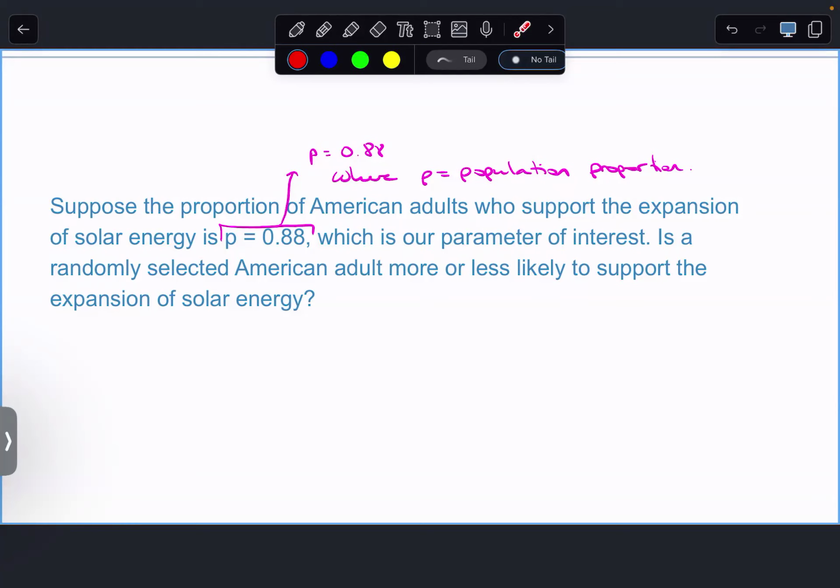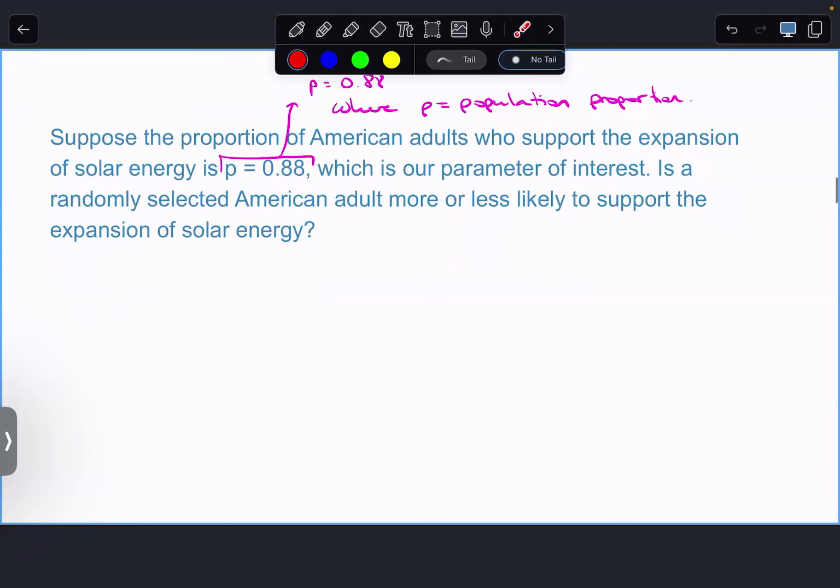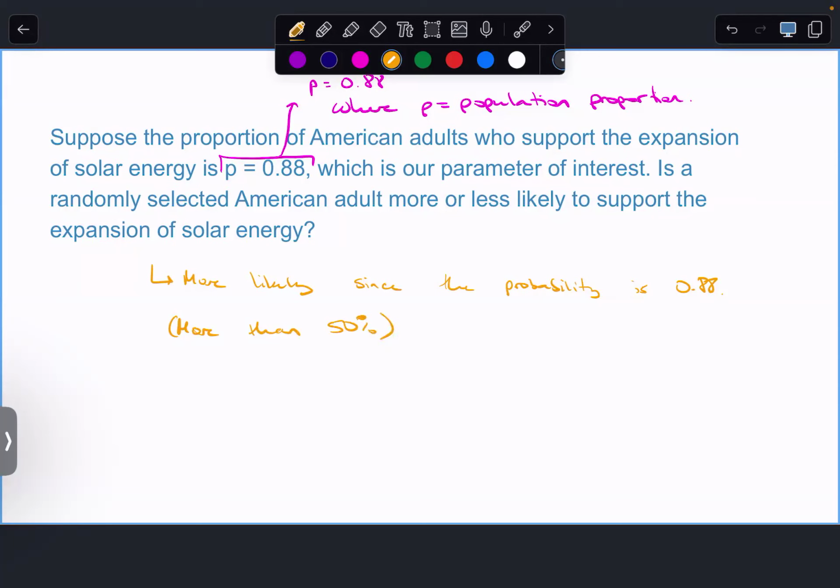Is a randomly selected American adult more or less likely to support the expansion of solar energy? So just knowing that overall, the proportion that supports it is 88%. You just randomly pick someone, the probability that they support it is 0.88, which means that a randomly selected person is more likely to support it, right? That's not necessarily true for that individual, right? But we don't get hung up on those details. I'll say more likely, since the probability is 0.88, more than 50%. Right, 88% is more than 50%.